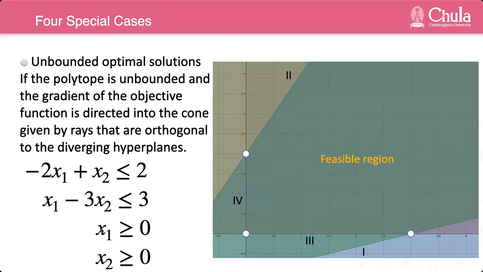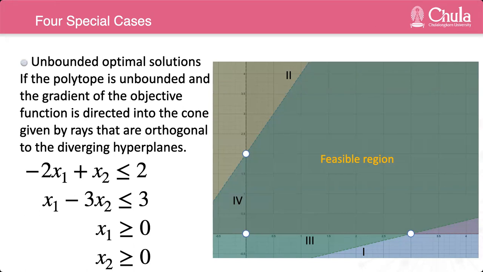And the next constraint is x1 must be non-negative, above the x-axis. And the last constraint, the fourth one, x2 must be non-negative, so it's here. And you see that this feasible region is not closed. It's open this way.